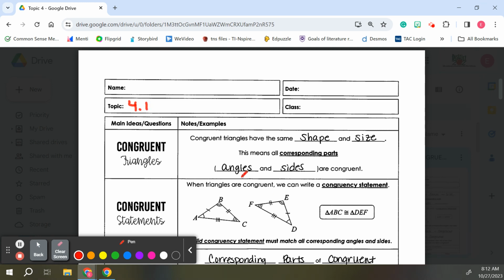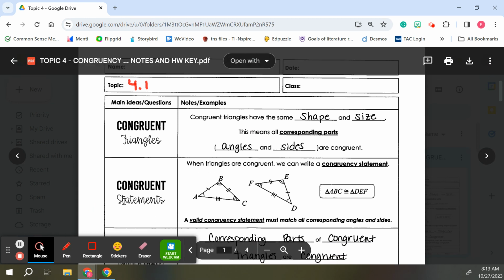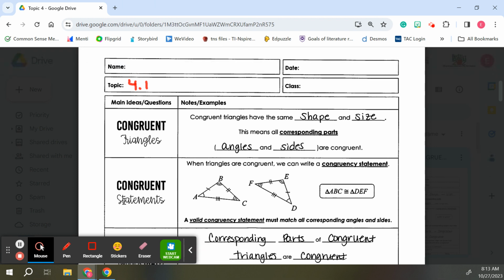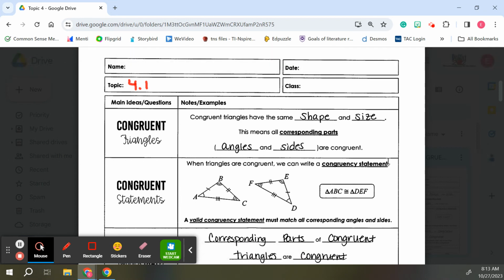So congruent triangles have the same shape and size. This means all corresponding parts, which are all the angles and all the sides, are congruent. And because these parts are congruent, we have to name triangles a very specific way so that the corresponding parts line up. So it says when triangles are congruent, we can write a congruency statement.